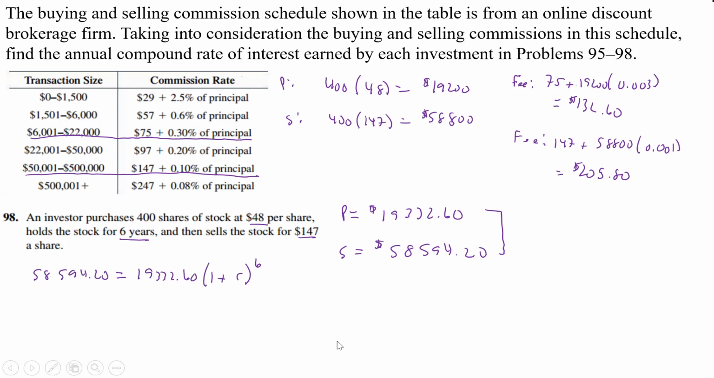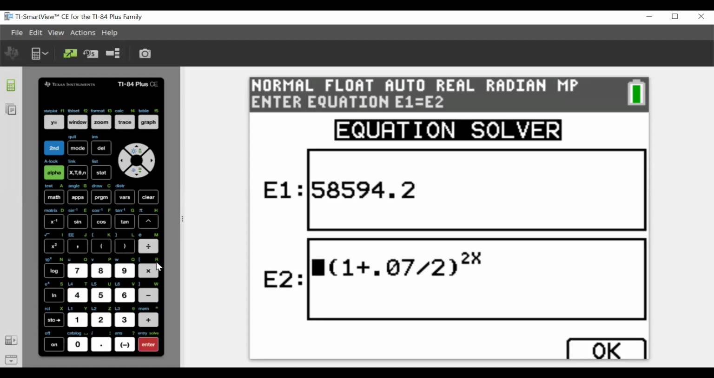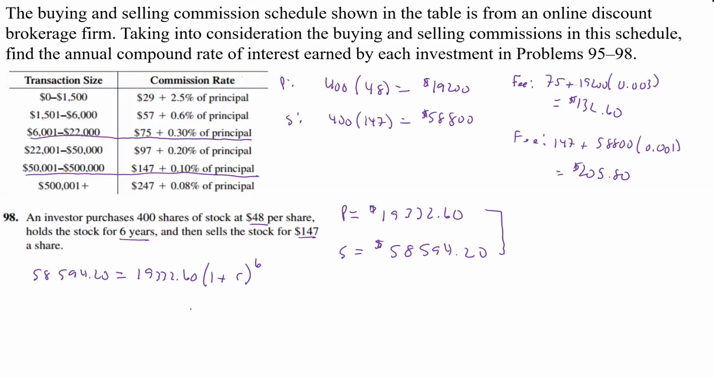So now if we plug that into our calculator, we can get that pretty easy. Let's just do that in the solver. The left side was 58,594.2. The other side was 19,332.6 times 1 plus x to the sixth. And so it looks like, hit that again just to make sure. Yeah, that's going to be 20.299 as our rate. So our rate is going to be 20.299% to 3 decimal places.